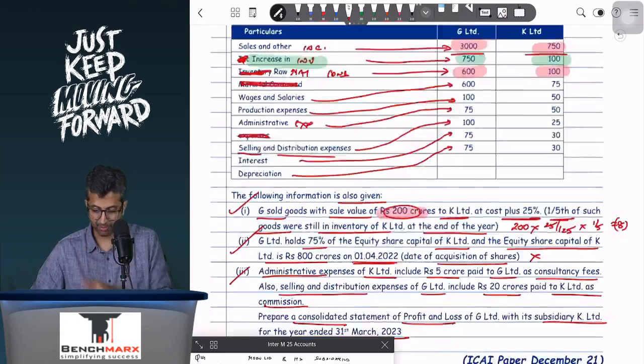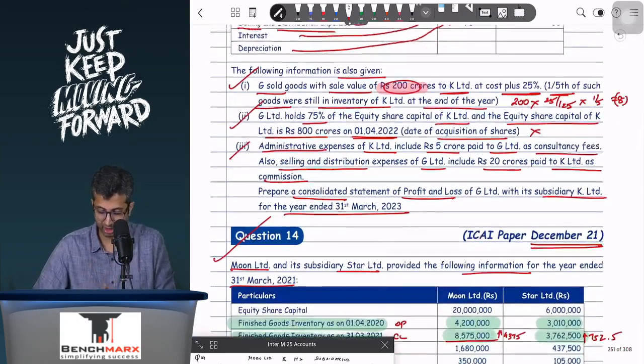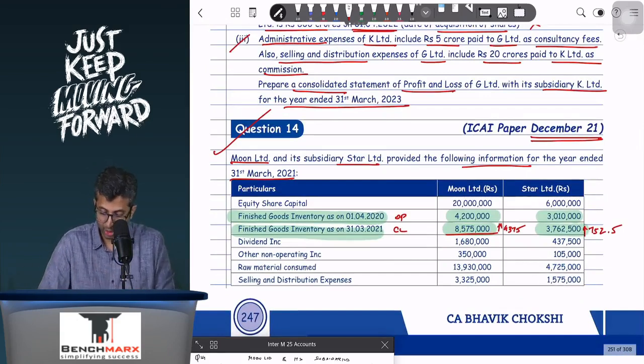Okay. So here above, increase in inventory was directly given. Here you can find it as closing minus opening. You can always try to do closing minus opening.